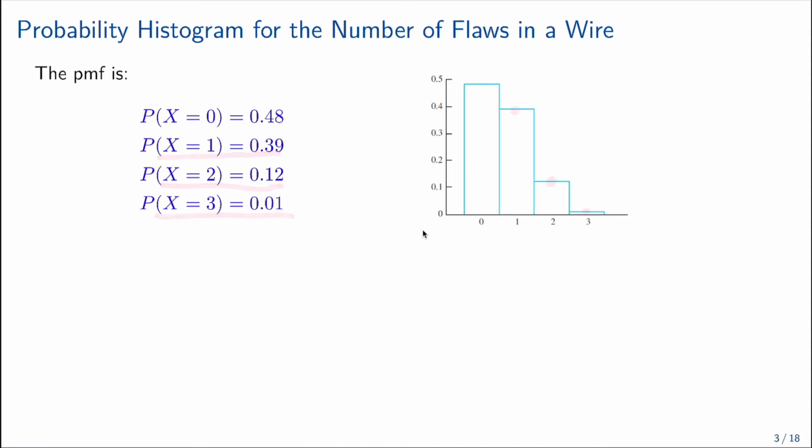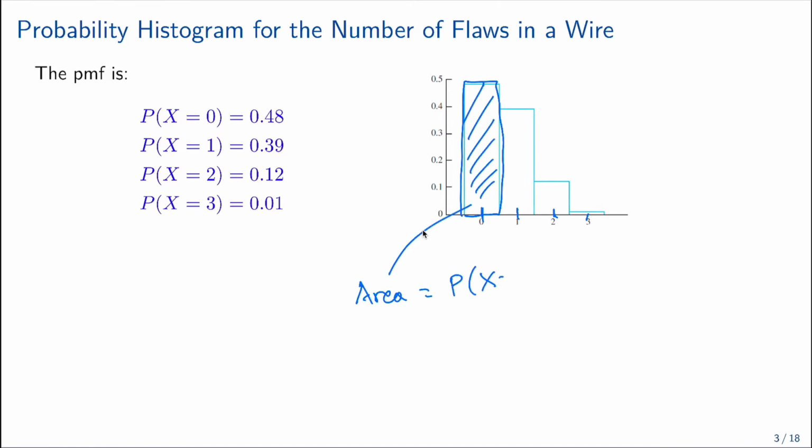To construct the histogram, we draw a rectangle centered at the random variable's value and whose area is equal to the probability of x being equal, in this case, to 0. We continue doing the same for all the values in the sample space.